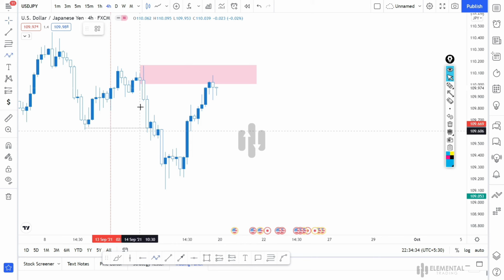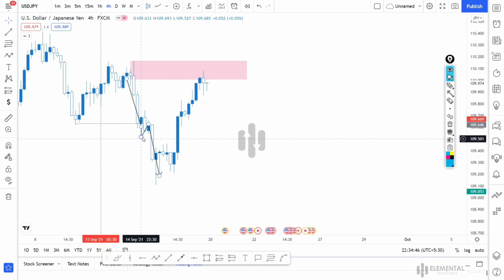So the first trading opportunity in USD JPY was break and retest of this low. So this bearish candle is enough for that break and retest. So this was the first trading opportunity in USD JPY in 4-hour time frame.